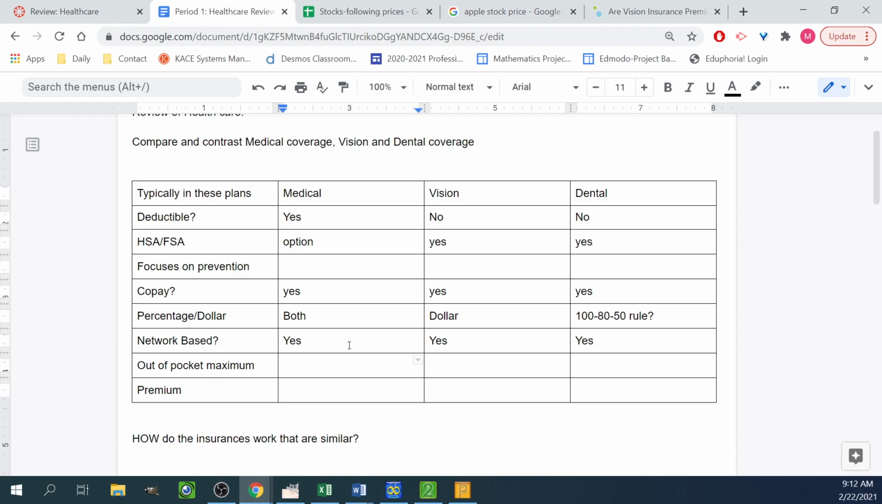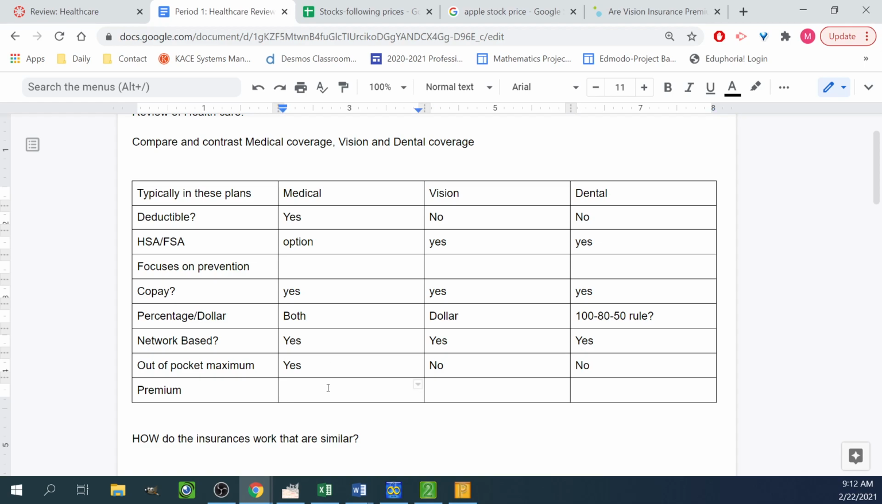Out-of-pocket maximum. Does medical insurance have an out-of-pocket maximum? It does. What about vision insurance? I don't think so. I don't think it does. What about dental insurance? No. I've never seen one.